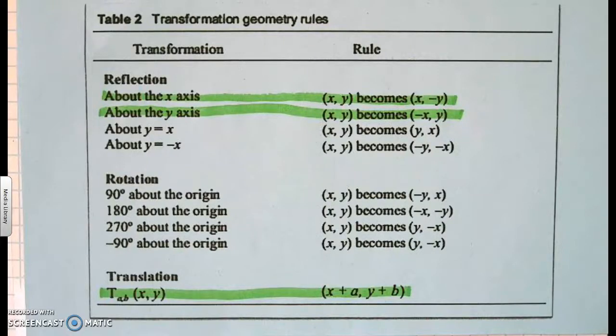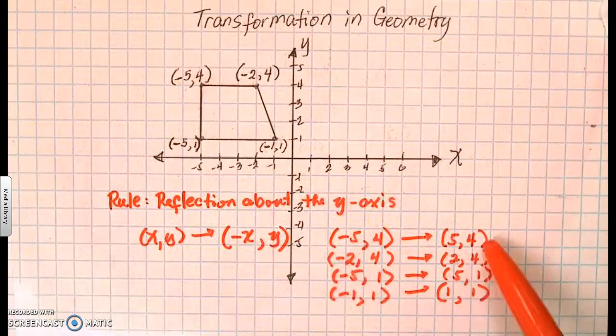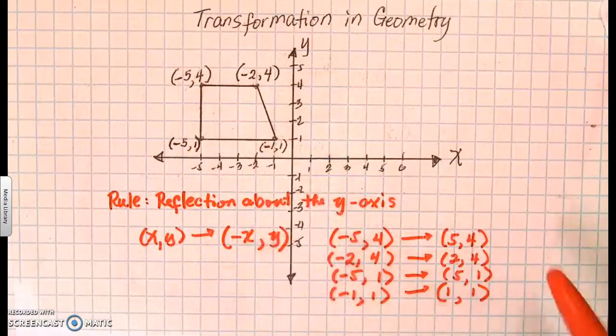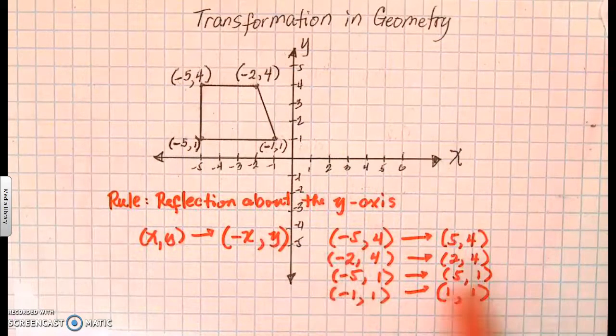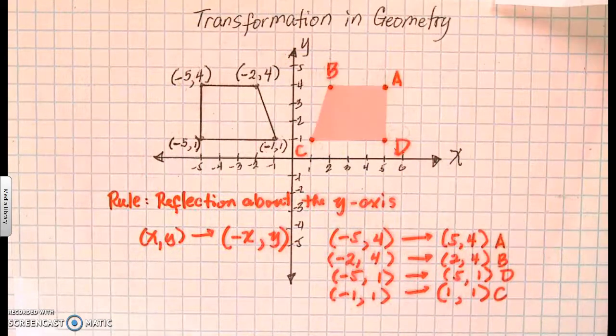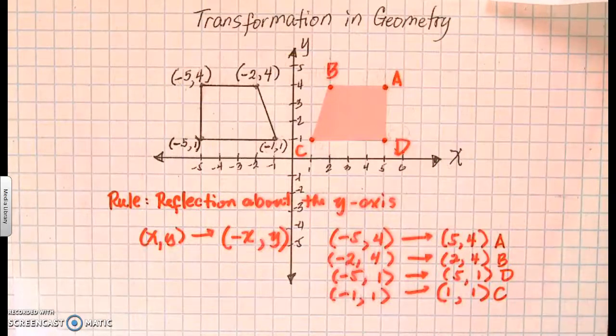The next type of reflection is the reflection about the y-axis, following the rule (x, y) will become (negative x, y). So let's examine the coordinates of the new points. Negative 5, 4 will turn to positive 5, 4. Negative 2, 4 will turn to positive 2, 4. Negative 5, 1 will turn to 5, 1. And negative 1, 1 will turn to positive 1, 1. Your new image would look like this based off of those vertices that are indicated here.